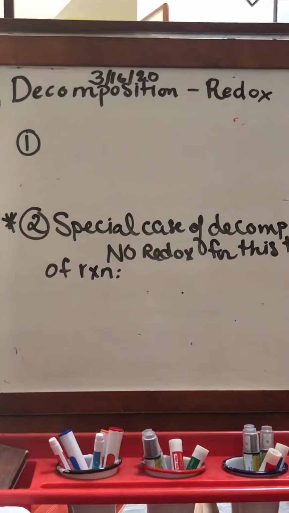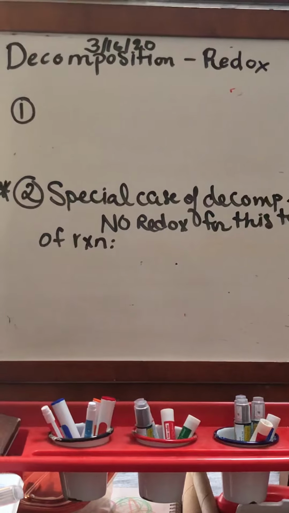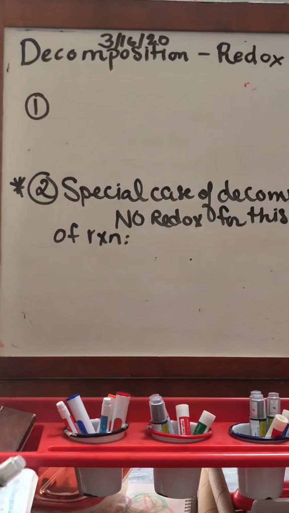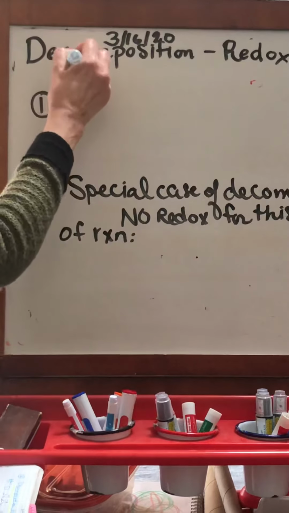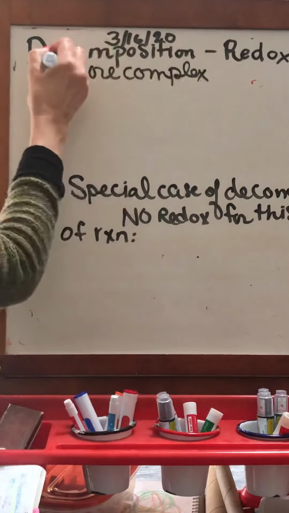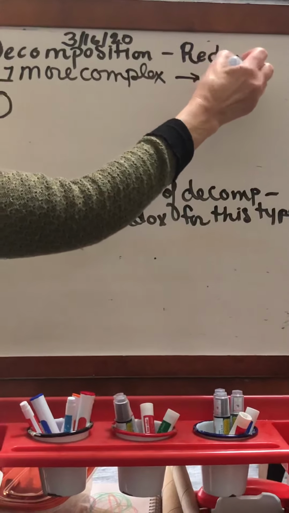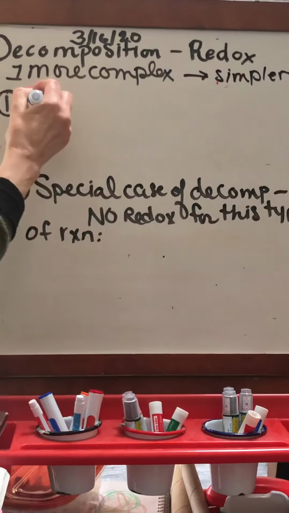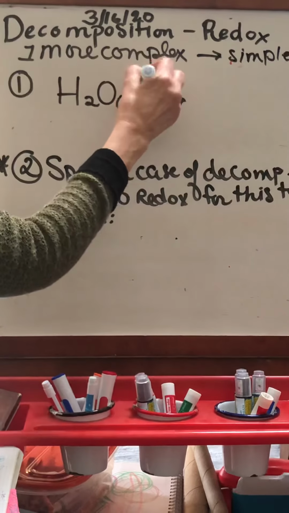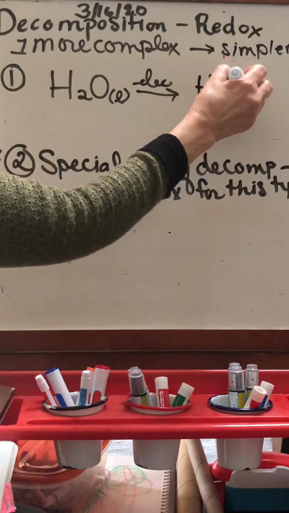Okay, so today I'm still going into detail about the reactions, and this is the second type of redox reaction we talked about in an earlier video, called decomposition, where we have more complex going to simpler. So it's one more complex substance going to simpler substances. So I'm going to do water. We're going to decompose that with electricity. And when we decompose water, it goes into its elements, simpler things.